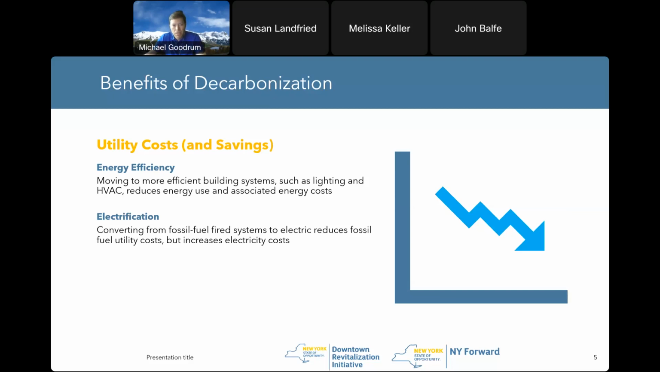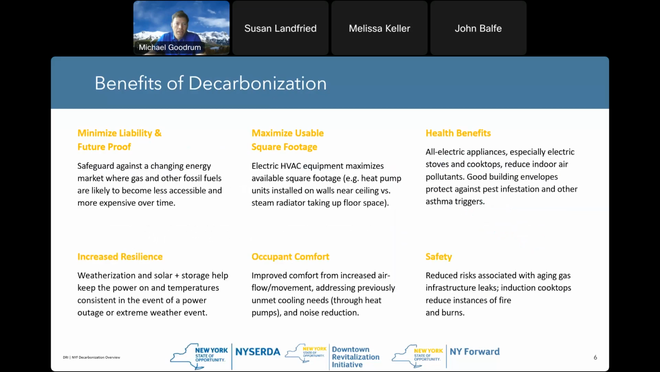You probably will see savings there, but it's not always a guarantee. So something to keep in mind. Other benefits, there are a variety. We were just talking about the cost. There's an expectation that fossil fuels are limited and that over time they may become more expensive. So shifting to electricity, especially where you can have renewable sources, the electricity cost may be more stable over time.